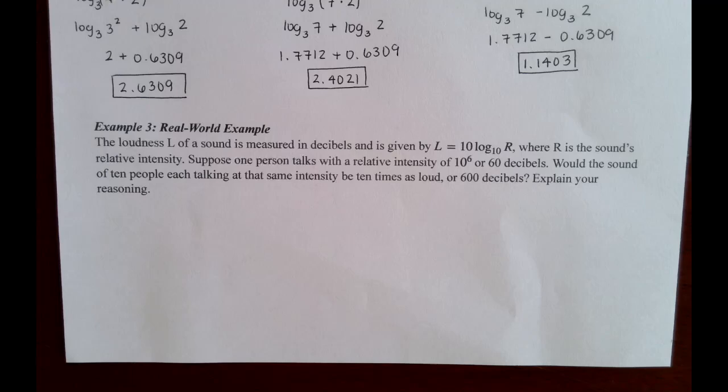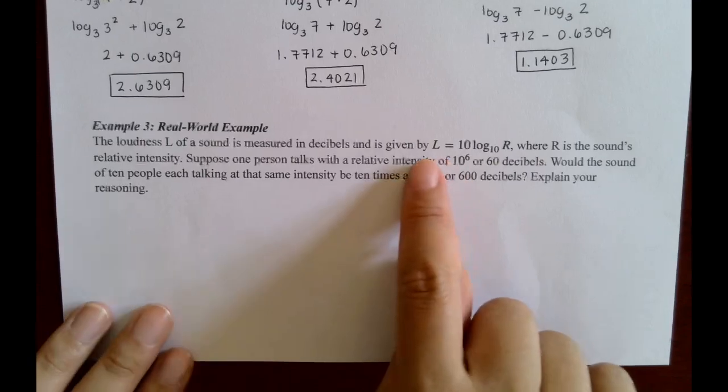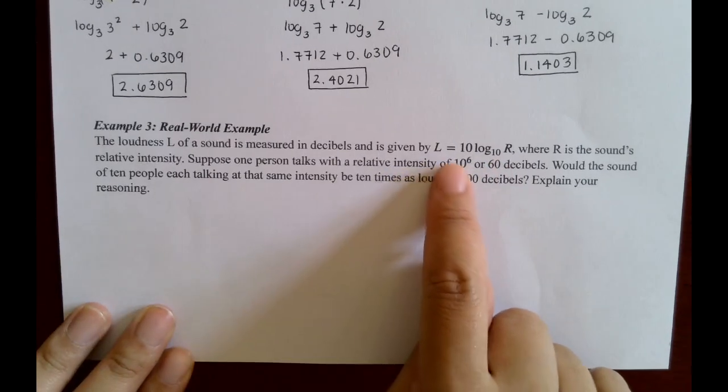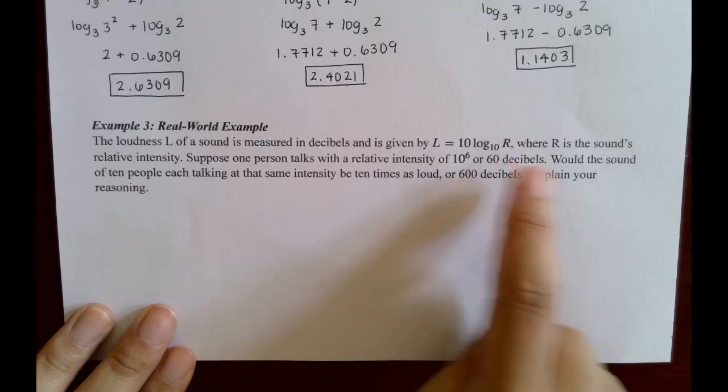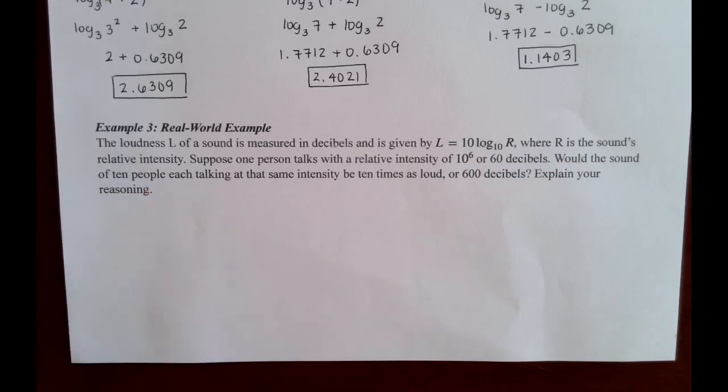So the loudness L of a sound is measured in decibels and is given by this equation here. Capital L, the loudness, equals 10 times log base 10 of R, where R is the sound's relative intensity. Suppose one person talks with a relative intensity of 10 to the 6th, or 60 decibels. Would the sound of 10 people each talking at the same intensity be 10 times as loud, or 600 decibels? Here we're going to explain our reasoning.